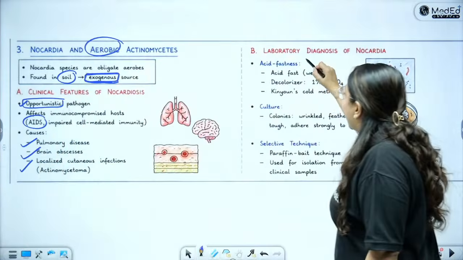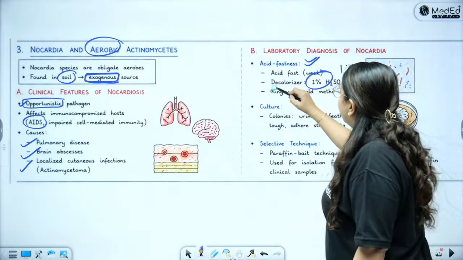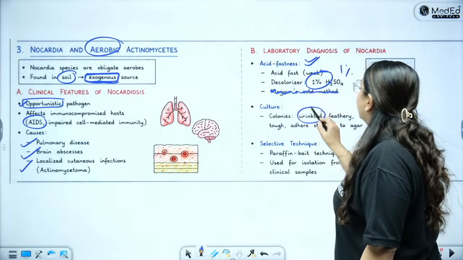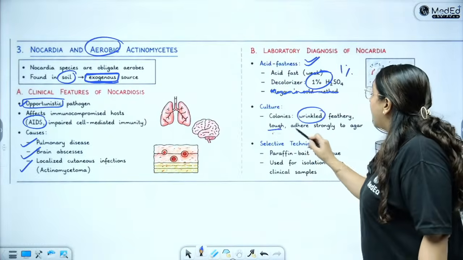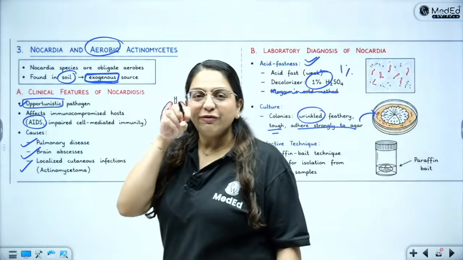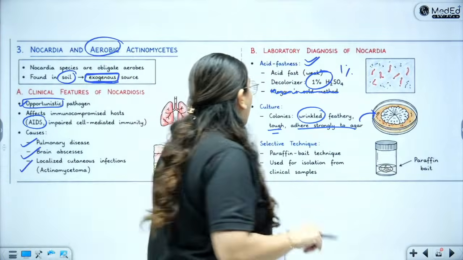Lab diagnosis: what is it? Acid fast with how much? 1% H2SO4. Then the culture can be grown on the colonies. They look like wrinkled feathery colonies which are tough and adhere to the agar. Okay, so you have wrinkly tough colonies which don't break even if you put the loop on them.